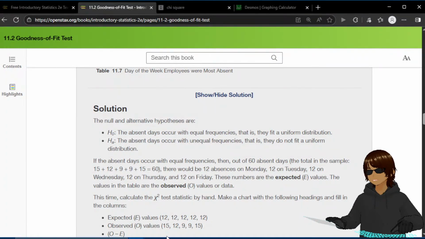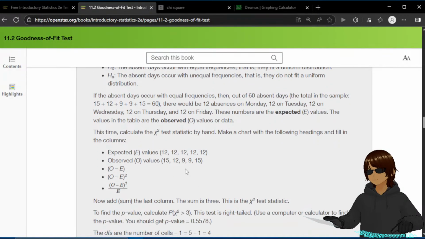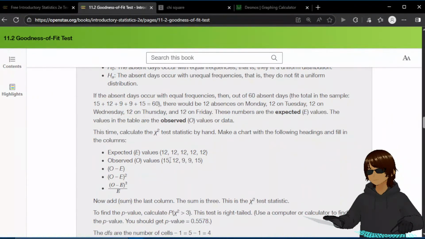So we subtract them, right? And then square and then divide. Minus 15, 12 minus 12, 12 minus 9, minus 9, minus 15 again. The sum is 3. 12 minus 15 divided by 12, right? That's what they're doing. And they said that the sum is 3.